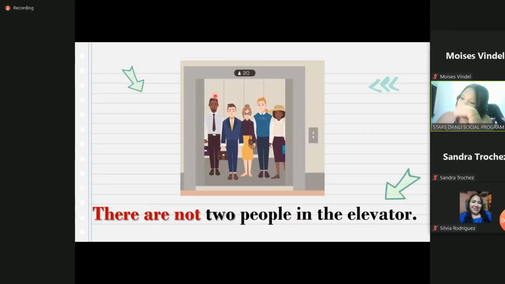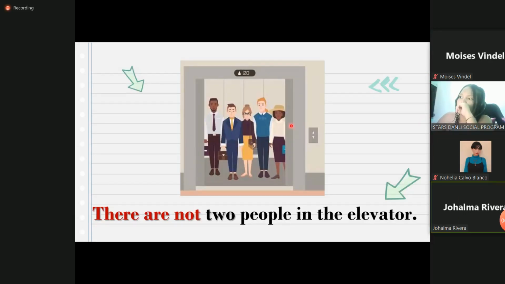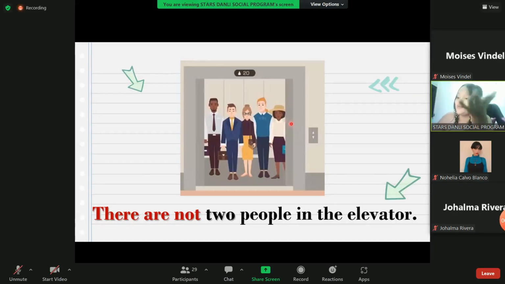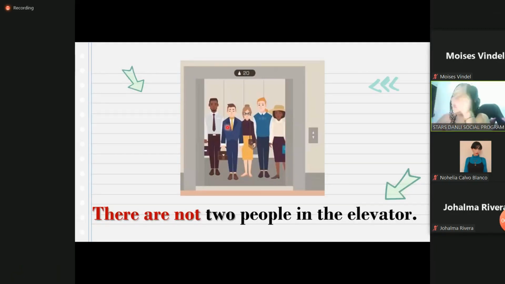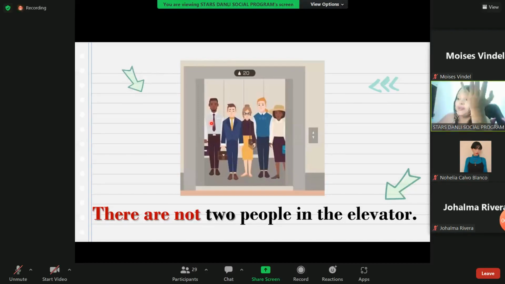¿Cuántas hay? So say there are 5. There are 5 people in the elevator. Excellent. Johanna would say there are 5 people in the elevator. There are not 2. There are 5 people in the elevator.